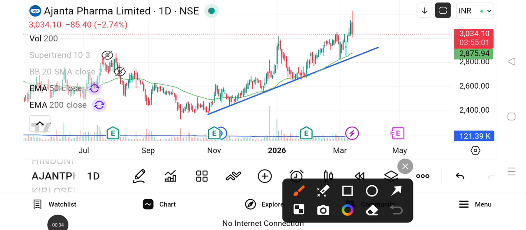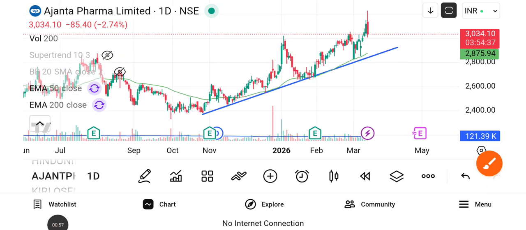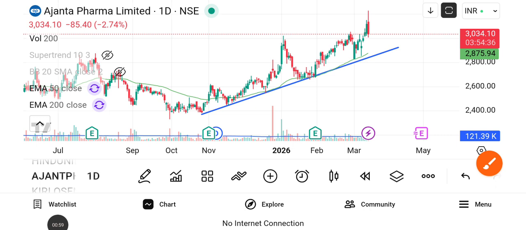Now the geopolitical situation is not good, as we all know, with the war going on between Iran and Israel. So even if the stock falls, today we are seeing a fall of 2.74% in the stock, it should take support at this trend line. If it breaks this trend line, then we can see a meaningful correction in the stock. As long as the stock is above this trend line, we can be a little bit relaxed.